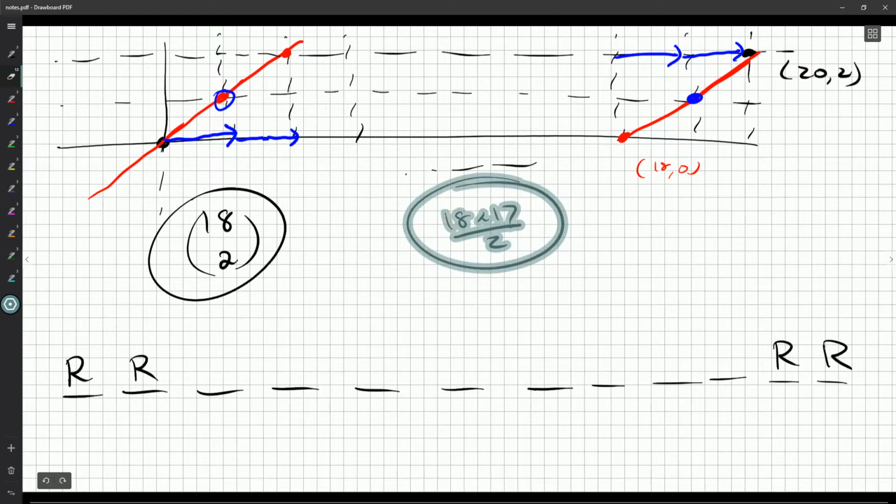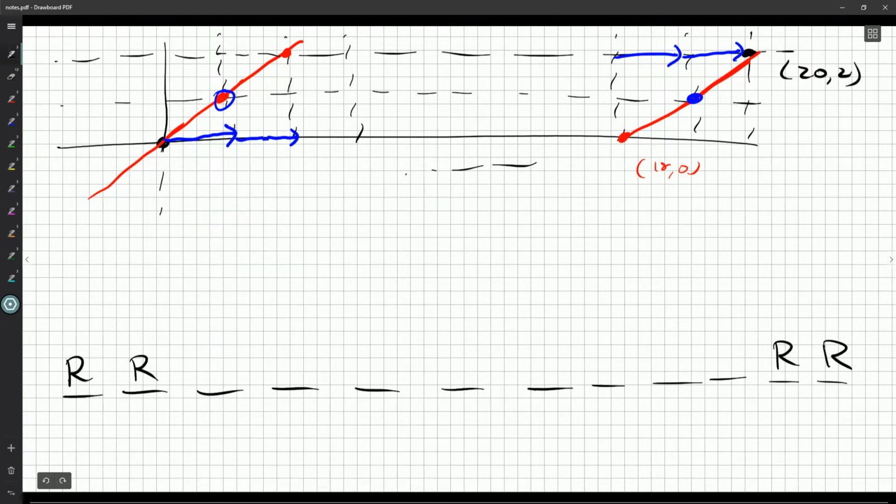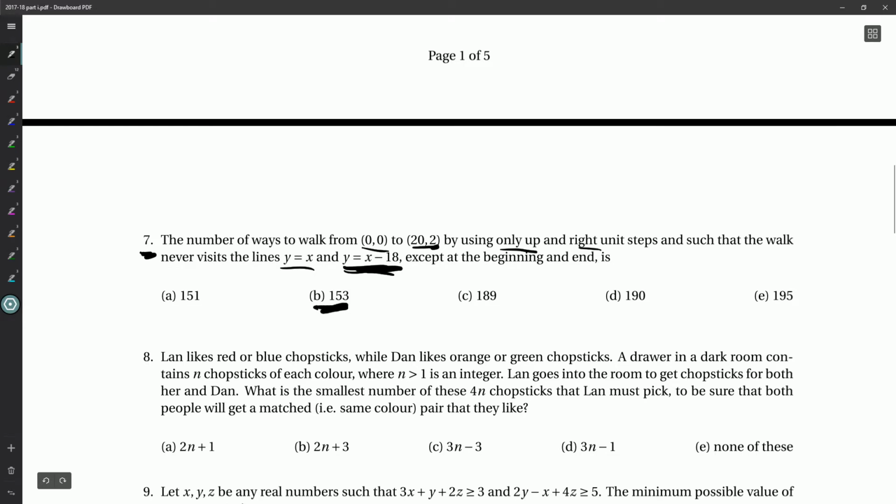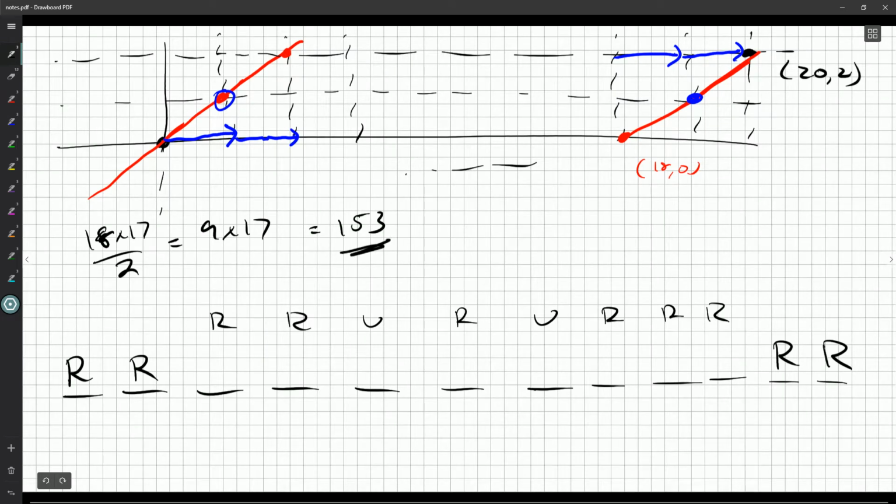Okay? So that's how many ways to fill in here with 2 U's and the rest R's, 16 R's. That'll be 18 times 17 over 2, or 9 times 17, and that'll be 153. Okay, so is 153 our answer? If we actually go back and check, 153 is a possibility here. It's B. But we've got to be careful because the answer is not 153.